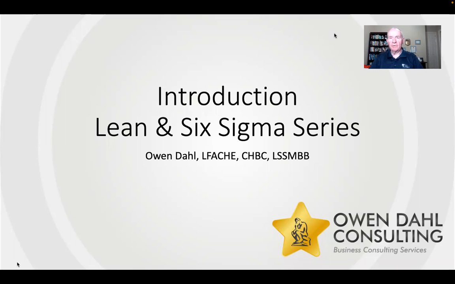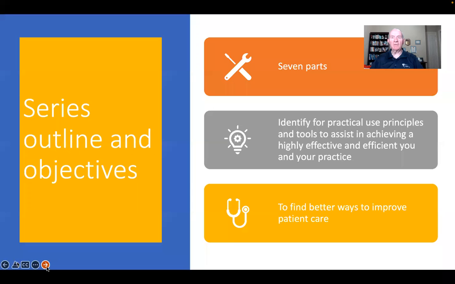Welcome everyone to what I hope to be an exciting and educational series on Lean Six Sigma. This will be a 7-part series where we will be looking at different aspects of Lean Six Sigma. The 7 parts include today's introduction. Then we'll be going through the deployment platform called DMAIC, which is define, measure, analyze, improve, and control. Those are the next 5.